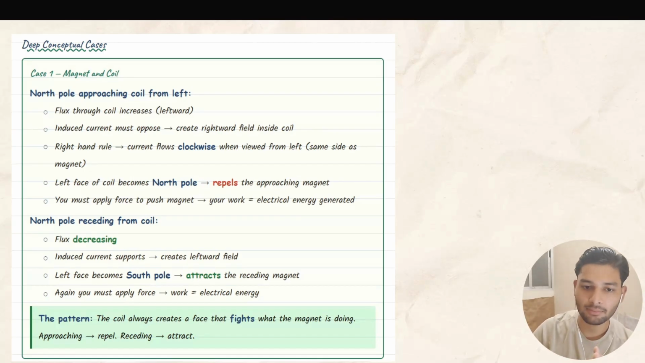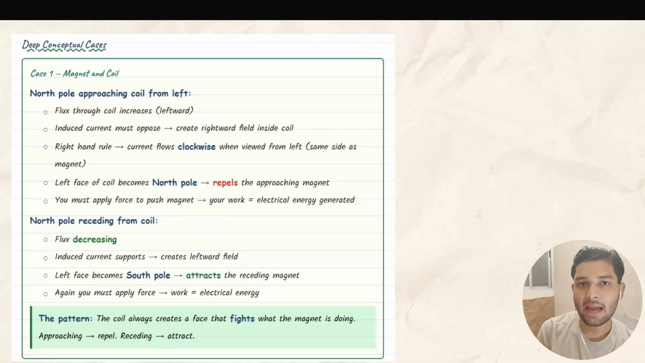So if the current is flowing from the left side, the field would flow like this. Okay, so the clockwise signal. The left face of the coil becomes the north pole. It repels the approaching magnet, and you must apply force to push the magnet. The external force that we are applying to the magnet to oppose the repulsion of the coil is what we call the electrical energy generated. The energy we are providing is being converted into electrical energy in the coil.